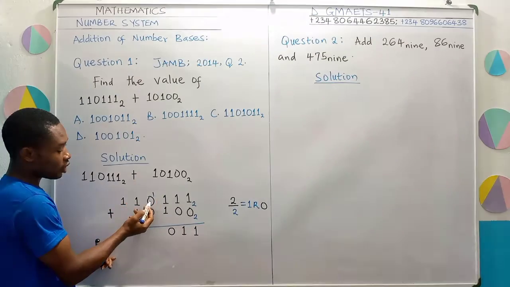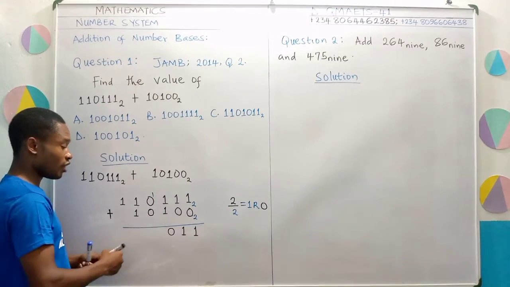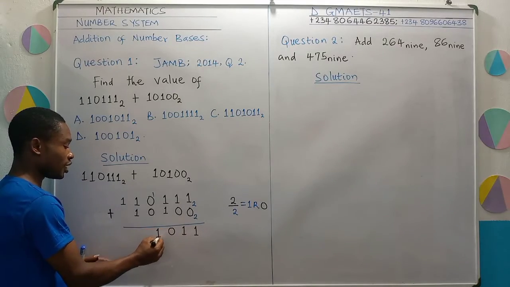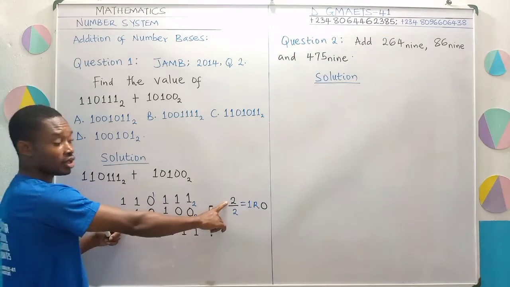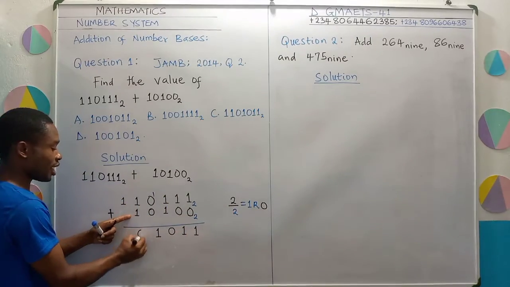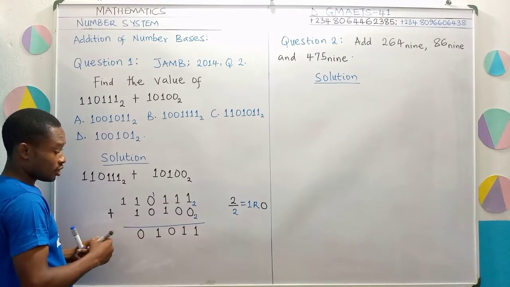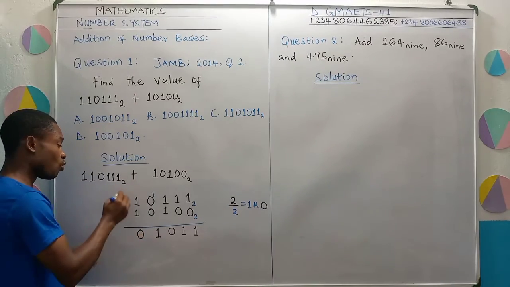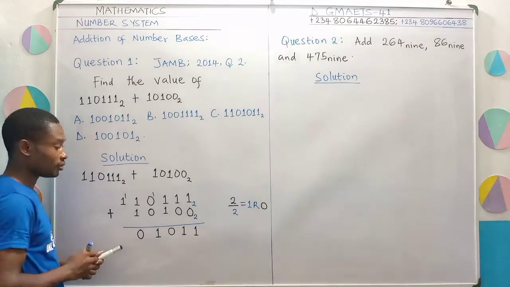Then you now add 1 plus 0, which will give us 1. I'll record the 1 here. 1 plus 1 is 2. Do this same division: 2 divided by 2 gives you 1 remainder 0. Transfer the remainder here, and then move 1 to the next place value.